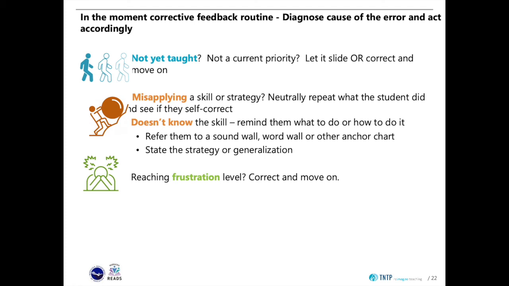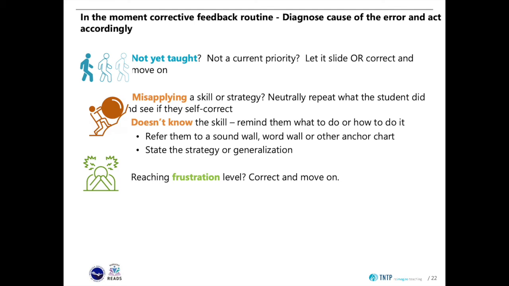So when you're thinking about the why, maybe it hasn't been taught yet. Is it not a current priority? You can let it slide, or you can correct and move on. It is not something you need to spend a 5-minute reteach on because, again, it hasn't been taught. Are they misapplying a skill or a strategy? Neutrally repeat what the student did and see if they self-correct. If they still don't know that skill, remind them what to do or how to do it.